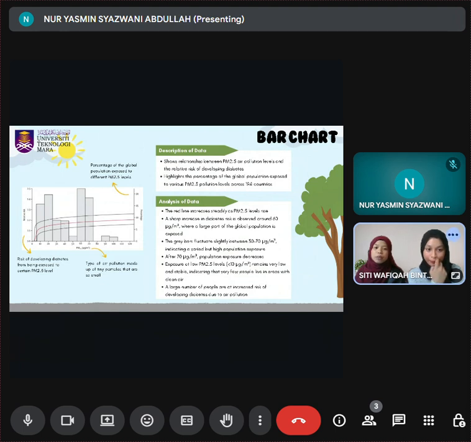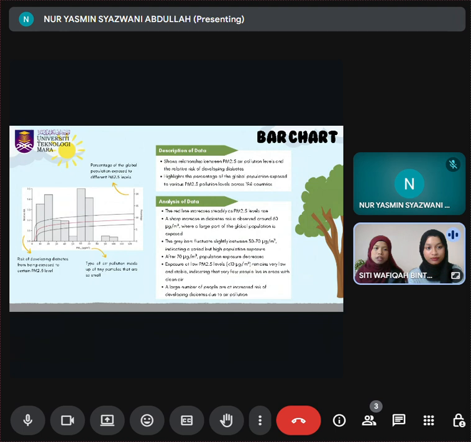Firstly, the red line represents the relative risk of developing diabetes. As PM2.5 levels increase, the risk also increases. The rise is gradual at first, but becomes sharply higher around 60 micrograms per cubic meter. This means that people exposed to air with 60 micrograms of PM2.5 per cubic meter have a much higher chance of developing diabetes compared to those living in cleaner air.